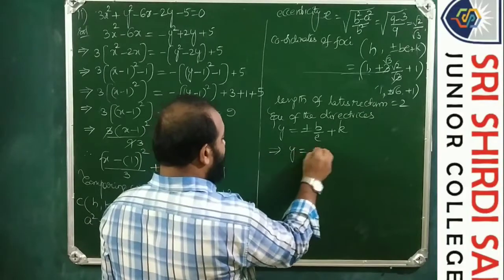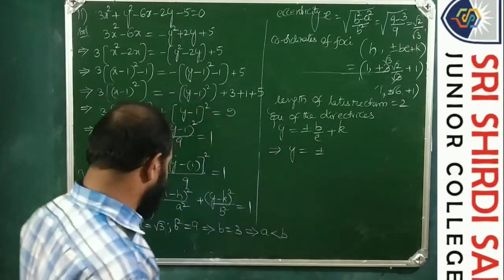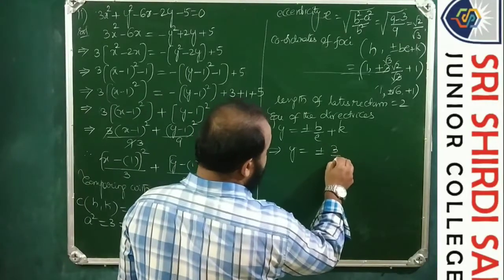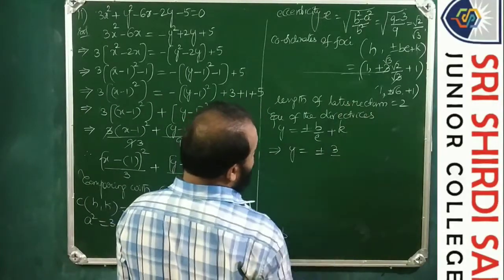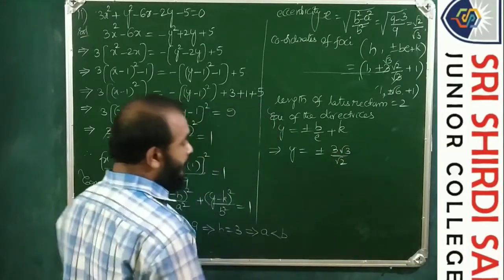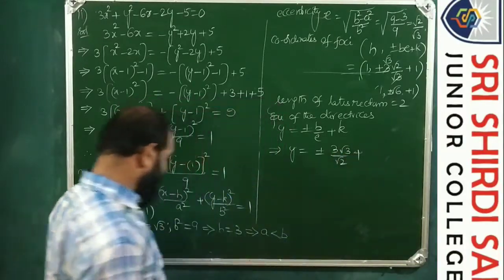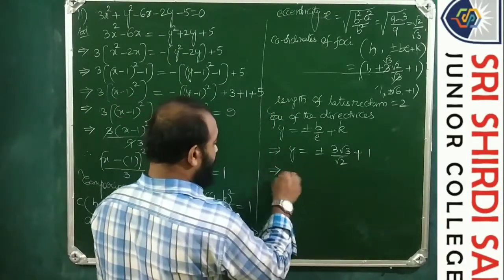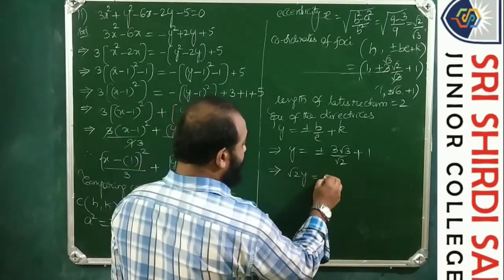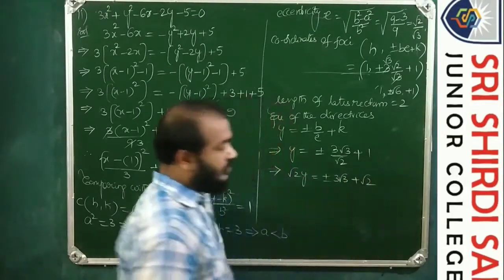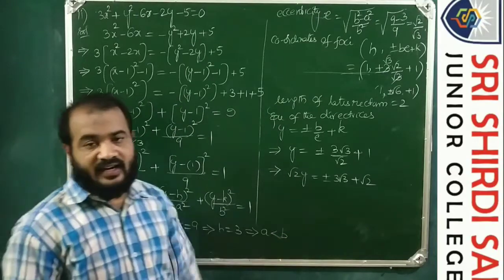So y equals plus or minus b, which is 3, by 1 into root 2 by root 3. So 3 root 3 by root 2 plus k value is 1. So this is equal to root 2 y equals plus or minus 3 root 3 plus root 2, the equation of the directrices.